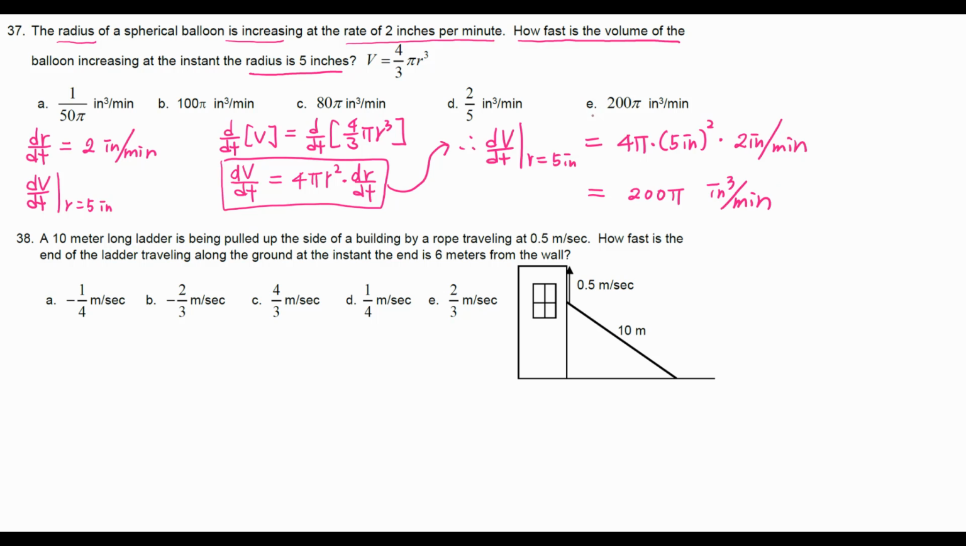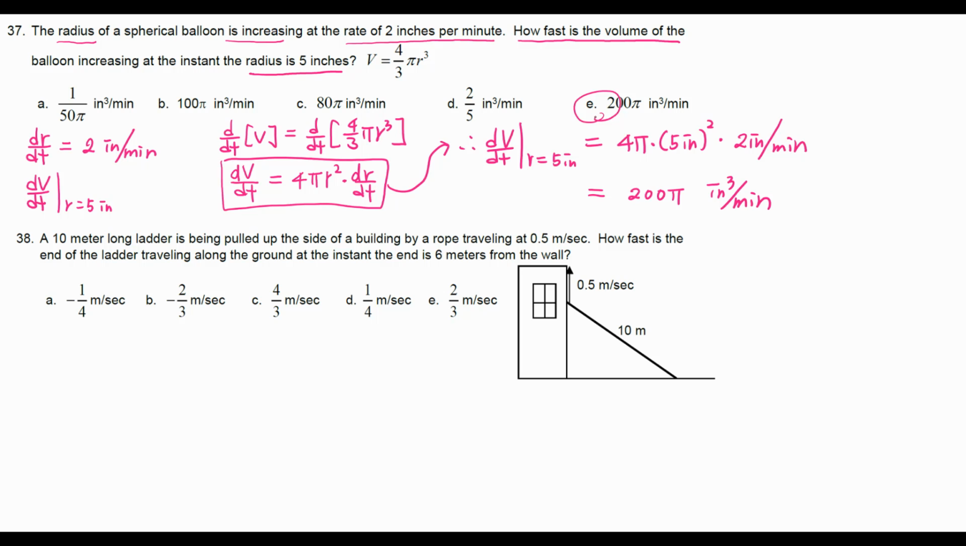So the answer is E. Number 38. A 10-meter long ladder is being pulled up the side of the building by a rope traveling at 0.5 meter per second. How fast is the end of the ladder traveling along the ground at the instant the end is 6 meters from the wall?